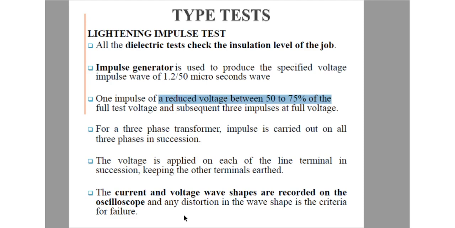For a 3-phase transformer, impulse is carried out on all the 3 phases in succession. The voltage is applied on each of the line terminals in succession, keeping the other terminals earthed. Now, the current and voltage wave shapes are recorded on the oscilloscope, and if we find any distortion in the wave shape, that is a criterion of failure. So we have to keep an eye on this oscilloscope.